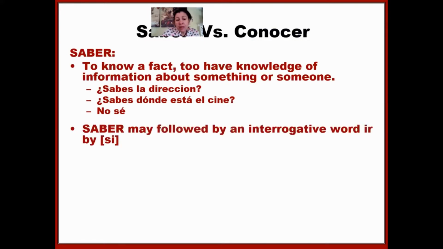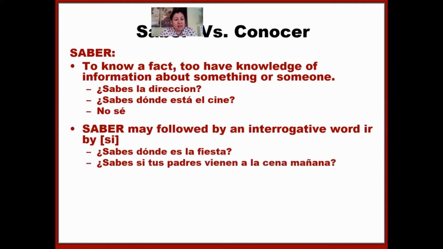Saber may be followed by an interrogative word. Yes, saber might be followed by qué, cuándo, dónde, por qué, cuántos, and it might be followed by if, sí. No accent in this one, okay? ¿Sabes dónde está la fiesta? ¿Sabes si tus padres vienen a la cena? ¿Sabes dónde está el cine?